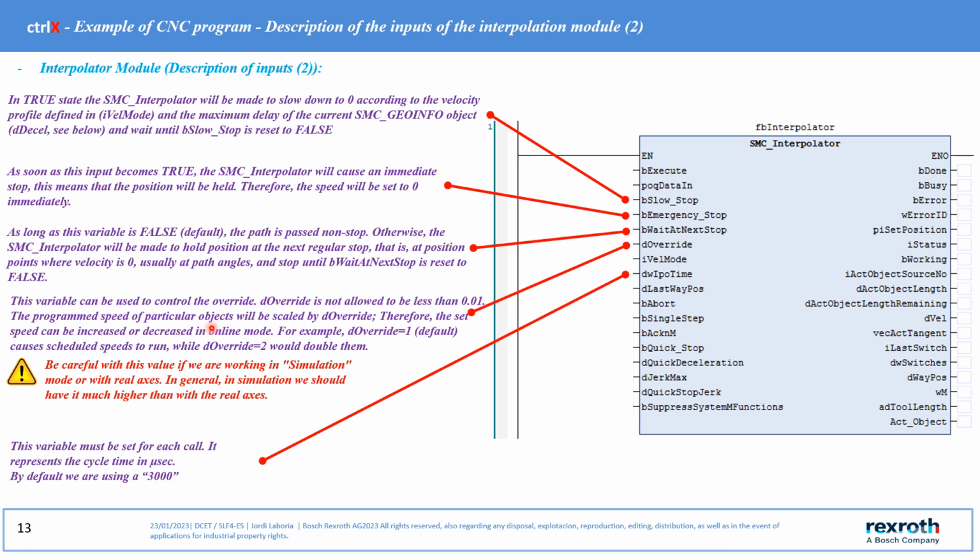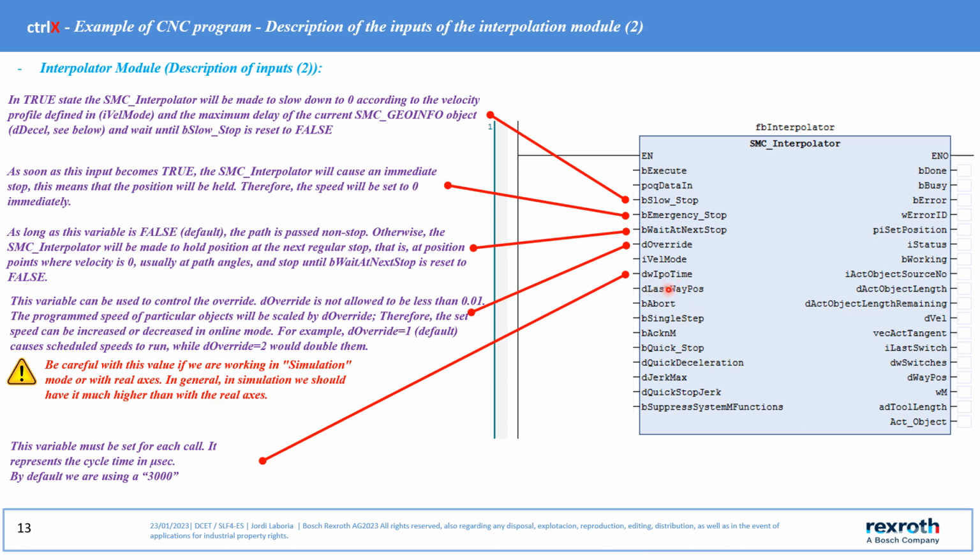The programmed speed of particular objects will be scaled by the override, and therefore the set speed can be increased or decreased in online mode. For example, the override equal to 1, the default value, causes the programmed speed to be executed, while the override equal to 2 will double it. Be careful with this value if we are working in simulation mode or with real axes. In general, in simulation, we should have it much higher than with the real axes.